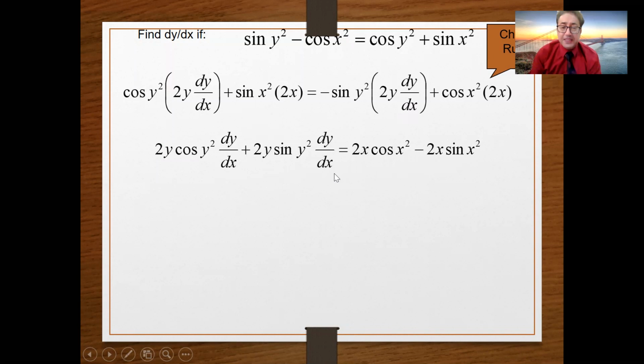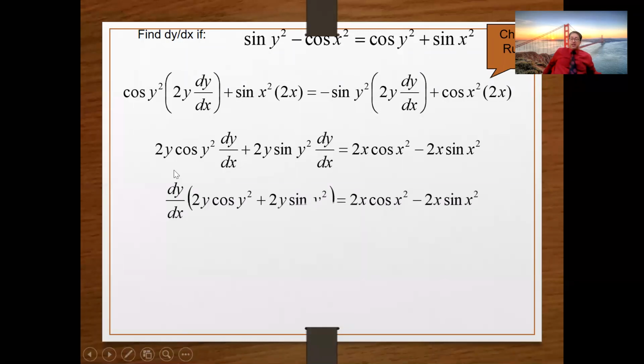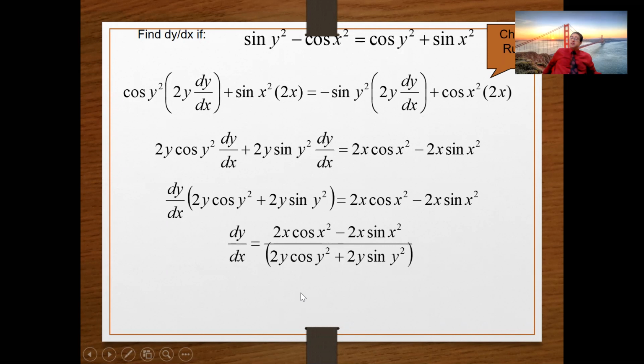Understood. Next step: take dy over dx common. No calculus from the second step, you know. Just take dy over dx here and divide the left-hand side over the remaining right-hand side. So we have finished. Is it hard?